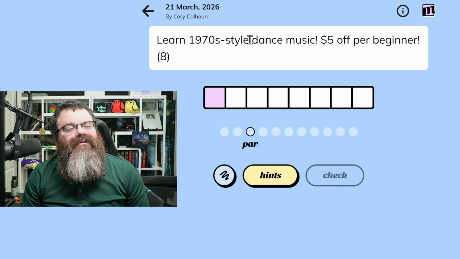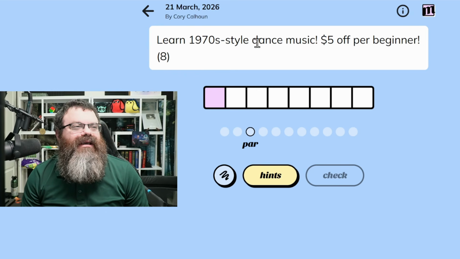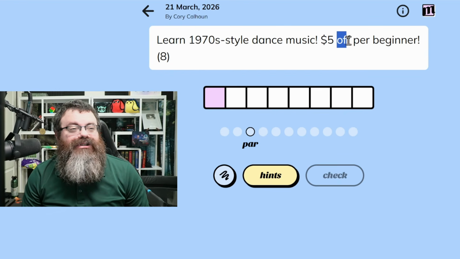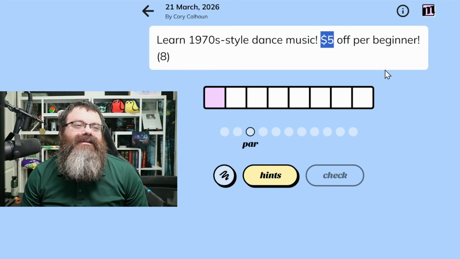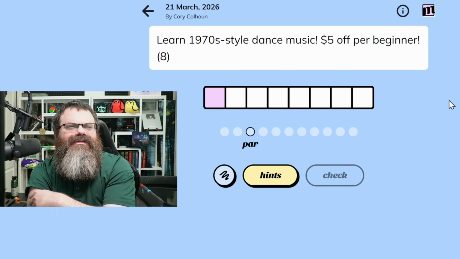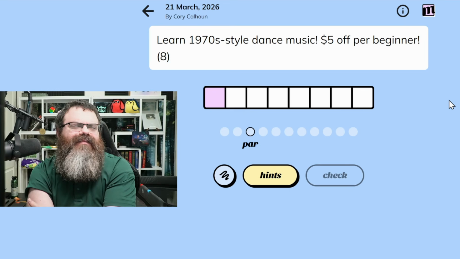So I'm seeing a couple things that could be an indicator. Dance could be an anagram indicator. Off could be a deletion indicator. How is $5 being deleted from something? Then per beginner. Beginner, I don't know. Could beginner be a selection indicator, taking the first letter, like beginning? Maybe, but a per beginner could be a P.